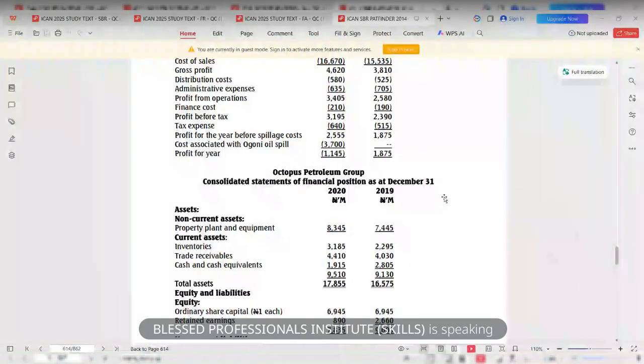So as we are calculating, I want to chip in something. You see that return on equity? There are two return on equity figures we are going to calculate. We have profit after tax before the spillage, and we have profit after the spillage. So you calculate for before the spillage and then you calculate for after the spillage.